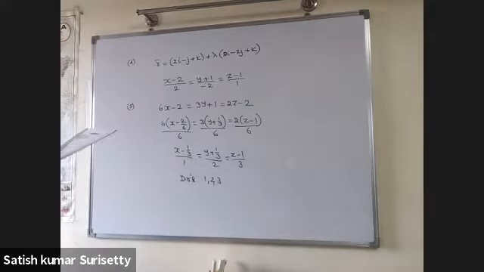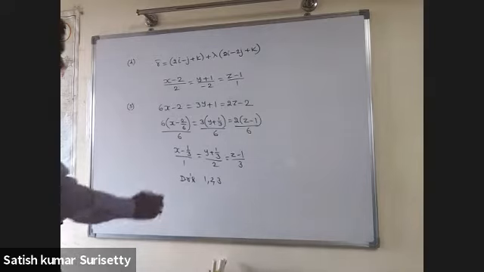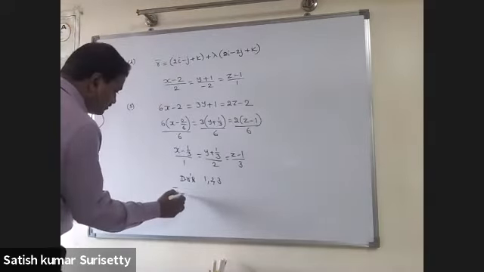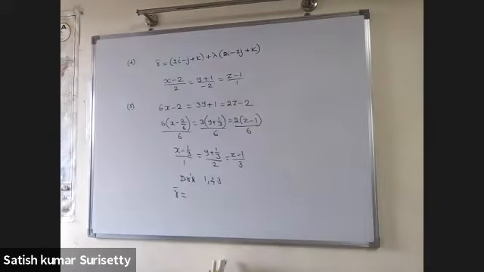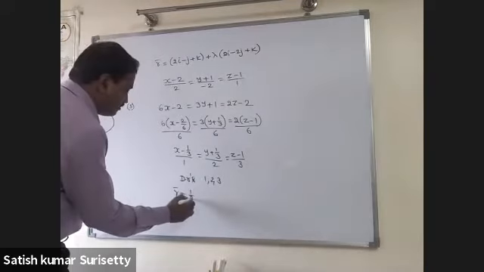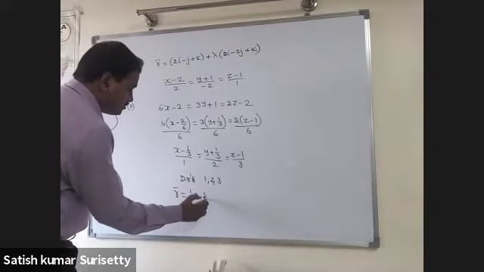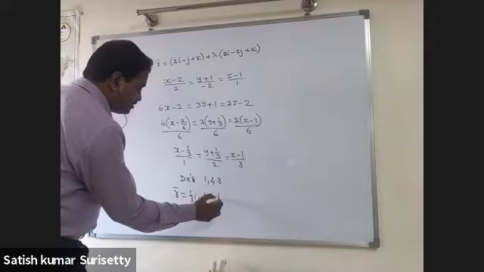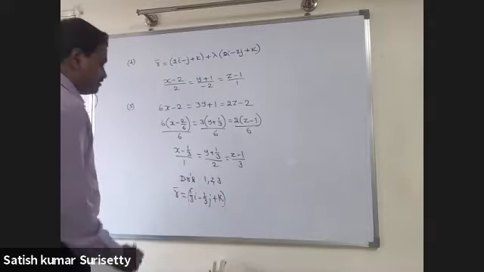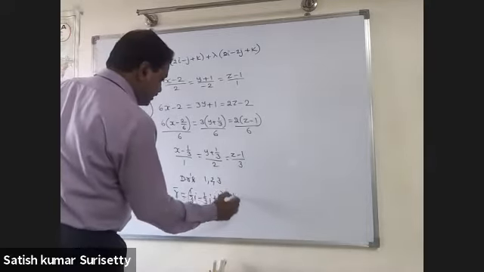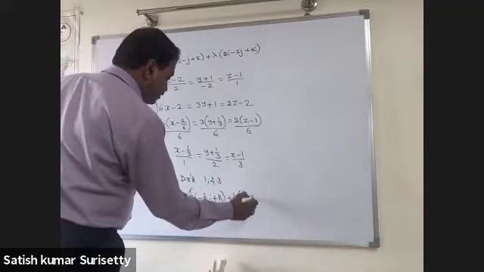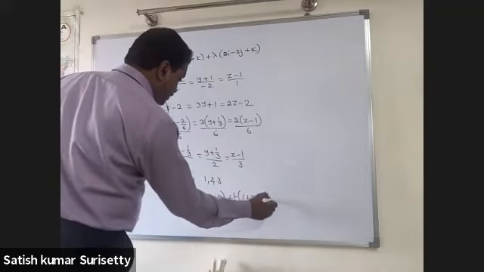Now tell me the vector equation. What is the vector equation? r bar equal to 1 by 3 i cap minus 1 by 3 j cap plus k cap plus t into (i plus 2j plus 3k).